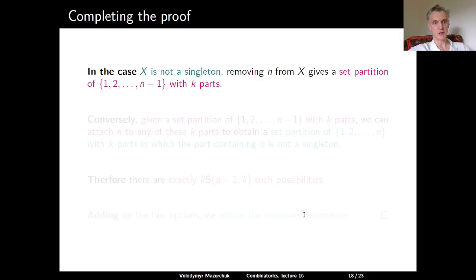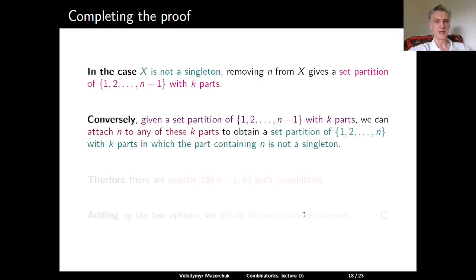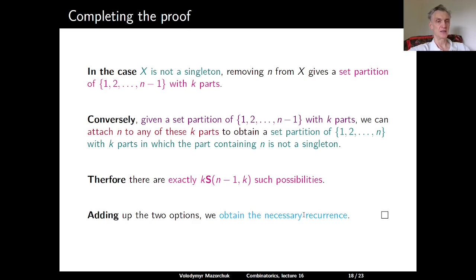with k parts. Conversely, given a set partition of {1, 2, and so on, n minus 1} with k parts, we can attach n to any of these k parts and obtain a set partition of {1, 2, and so on, n} with k parts in which the part containing n is not a singleton. Therefore, there are exactly k times S(n minus 1, k) such possibilities. And if we add the two numbers up, we exactly get the necessary recurrence. And this completes the proof.